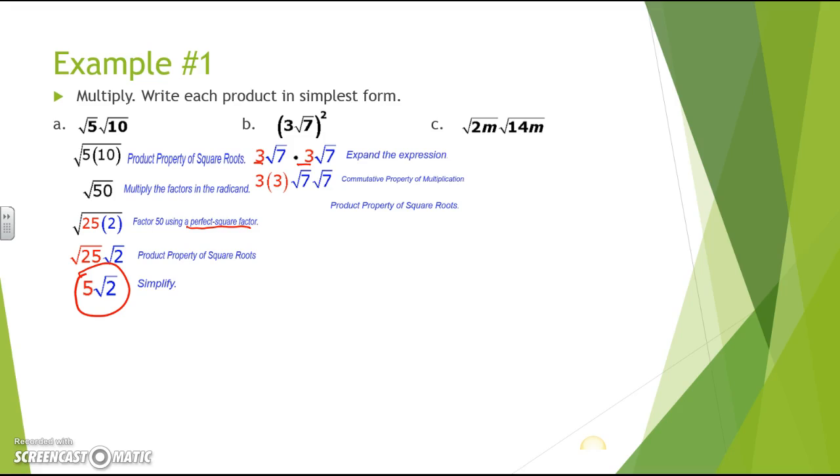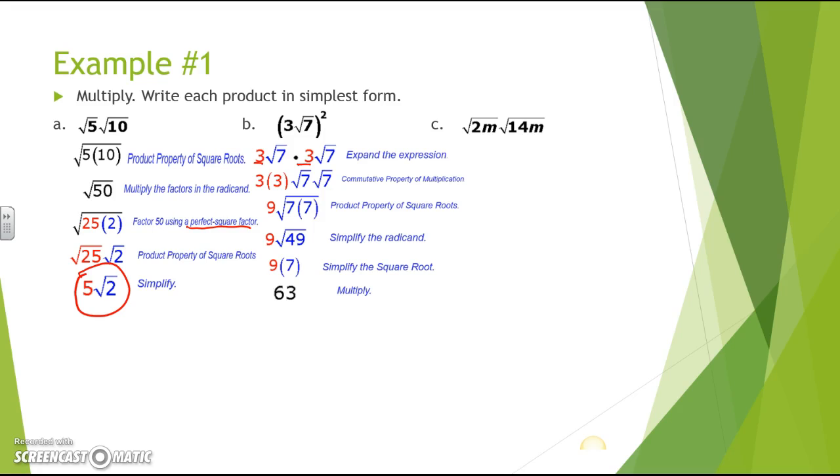So then we're going to be working with the product property of square roots. So what you do now is you do 3 times 3, which is 9. Then you multiply the square root of 7 times the square root of 7. 7 times 7 is 49. So you're going to simplify the radicand. So what we're going to have now is 9 times the square root of 49. 49 is a perfect square number. Square root of 49 is 7. So when we simplify the square root, our final answer is going to be 9 times 7, and that'll simplify down to 63.